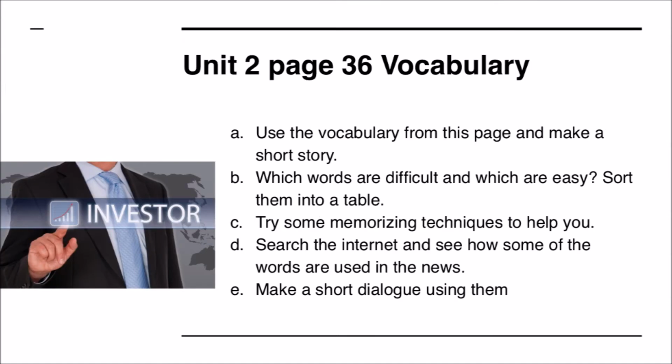So now we're on Unit 2. Let's turn to Unit 2 and turn to page 36, which is the vocabulary from Unit 2. And what I want us to look at here is how to use this vocabulary from this page and make a short story. So on page 36 there are 12 words: 8 nouns, 2 adjectives and 2 verbs.